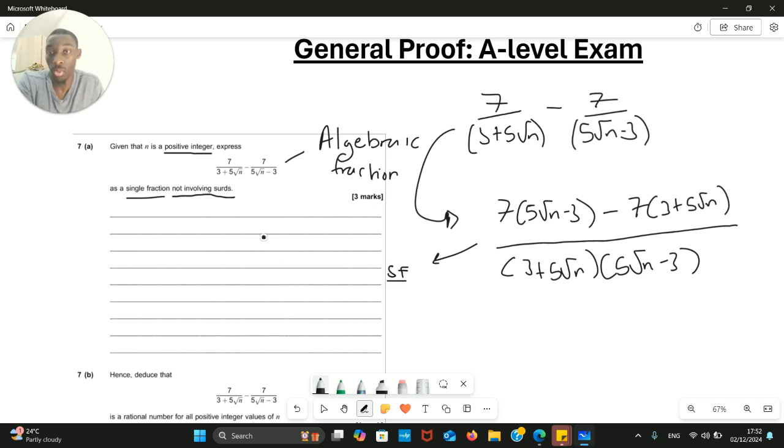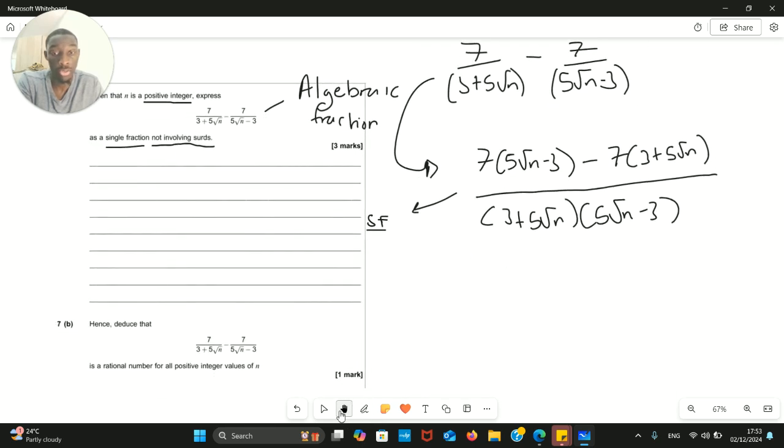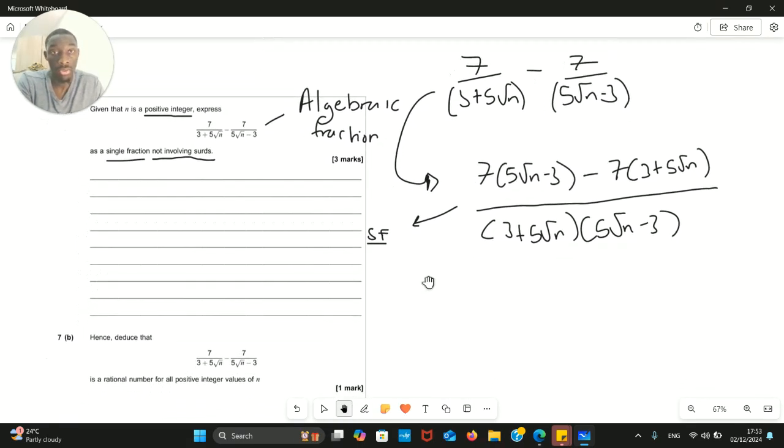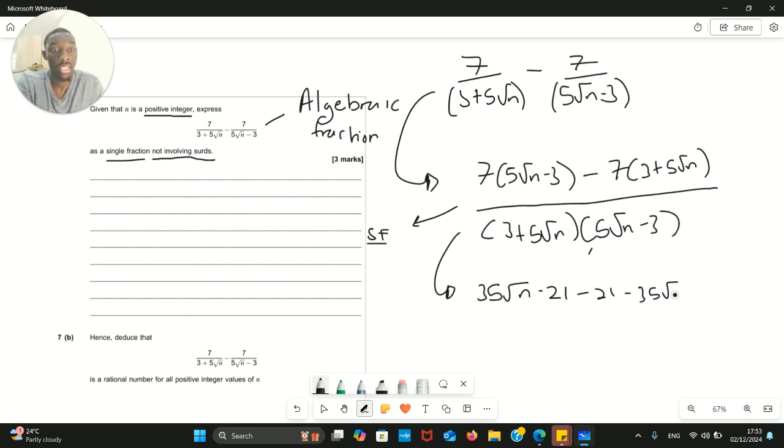So now the next step is we want to show that it doesn't have any surds. Clearly I know in my denominator I have a difference of two squares and my surds are going to cancel out. So let's now expand and simplify and get this into a single fraction without a surd. On top I'm going to have 35 root n minus 21, and then minus 7 times 3, so that's going to give me minus 21, and I'm going to have minus 35 root n. And then underneath in my denominator, difference of two squares, so I'm going to have 25n minus 9.